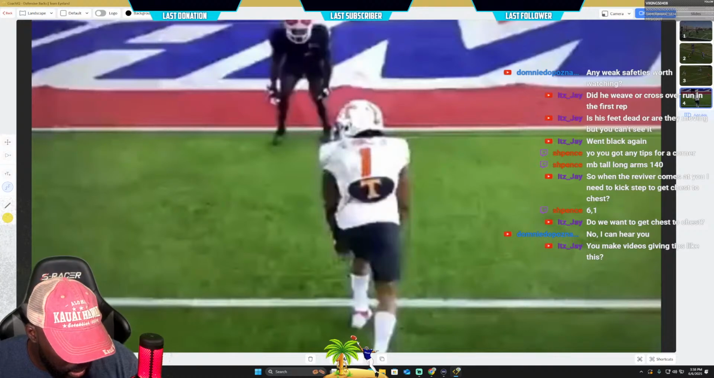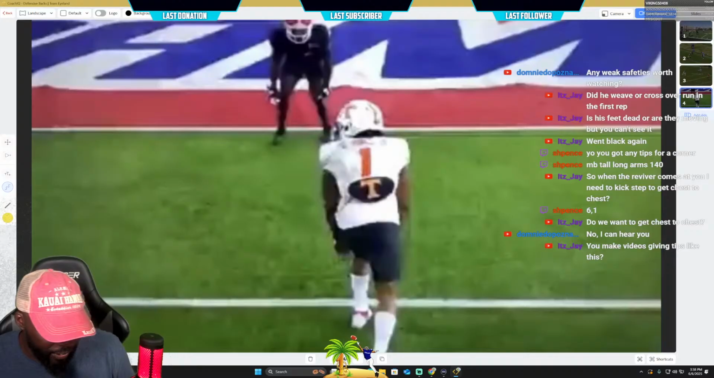Coach Check Elias Williams, transfer portal safety from Auburn. Dude's legit. Oh yeah, I definitely will. Appreciate that.